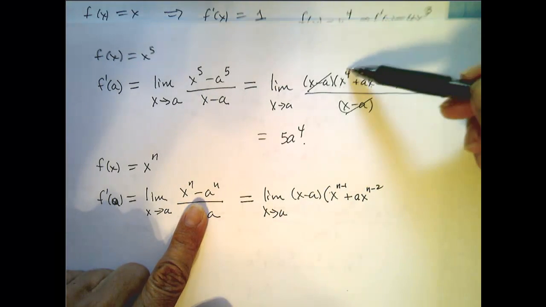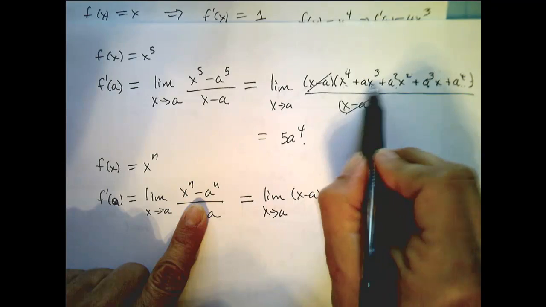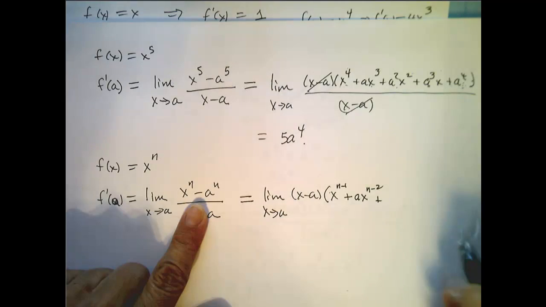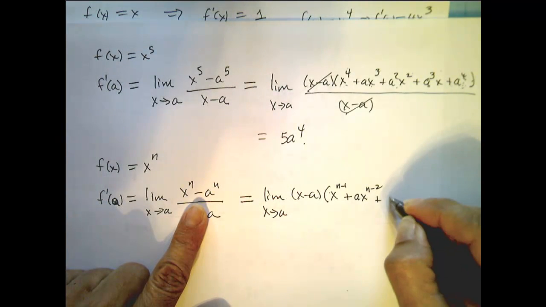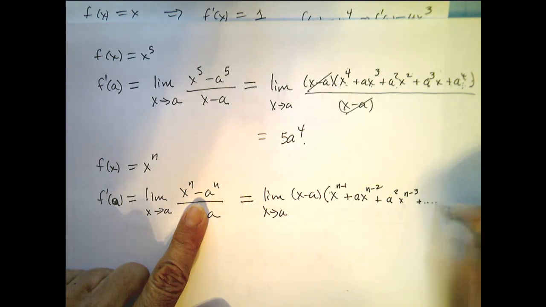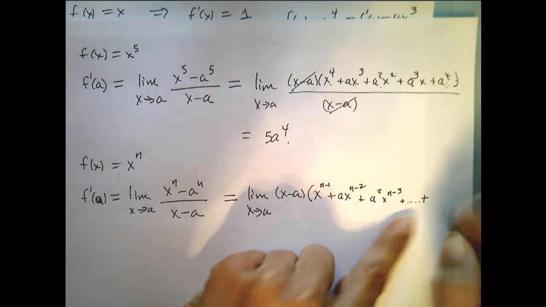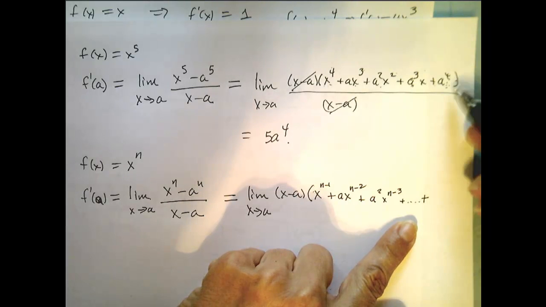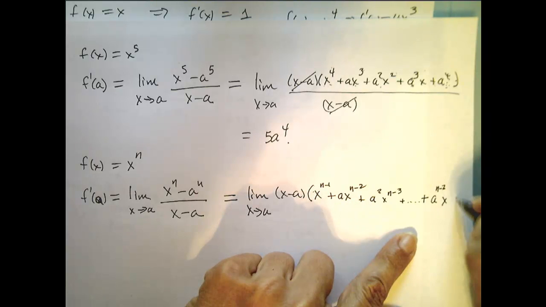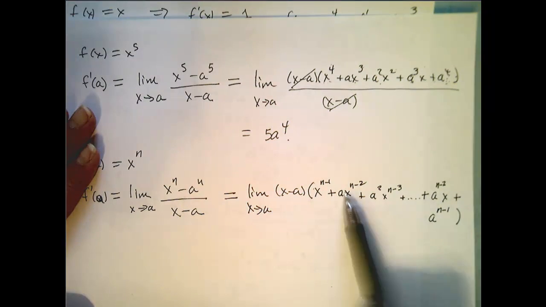Notice up here I went down in powers of x all the way till I had no x's, and I went up in powers of a all the way till I got to a to 1 less power than my original function. So this next one would be a squared x to the n minus 3, and I would keep going all the way to my last two terms. The term right before the last one should be a to the n minus 2 x plus a to the n minus 1. And how many of these do we have?